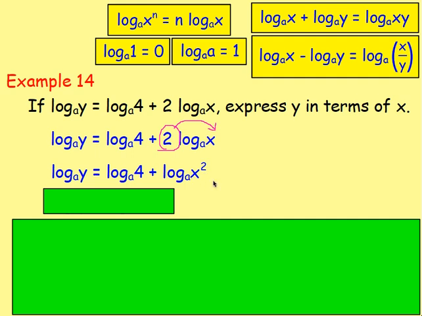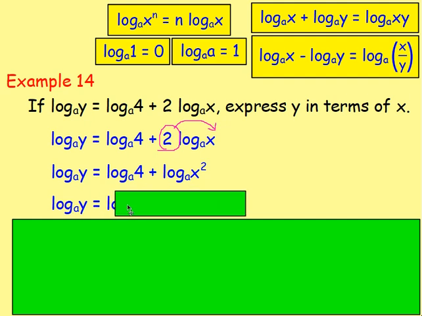Perfect. What would you do after that then, Chelsea? Take it one step further. Yeah, good. You're adding here, you're adding log base a of 4 and then log base a of x squared. When you're adding and it's the same base, you can multiply them together. So it'll be 4 times the x squared. So we'd have log base a of y equals log base a of 4x squared.